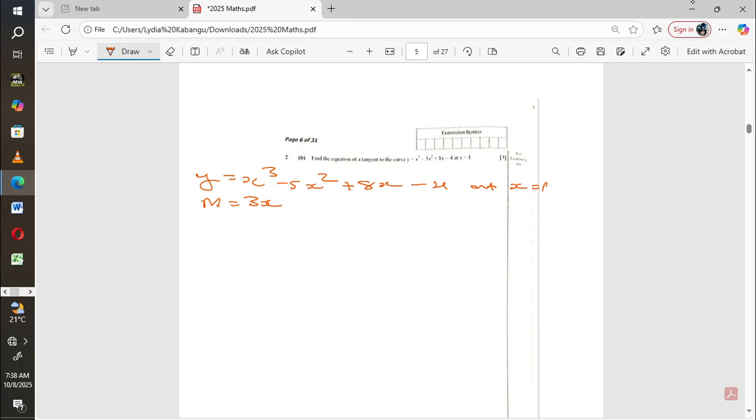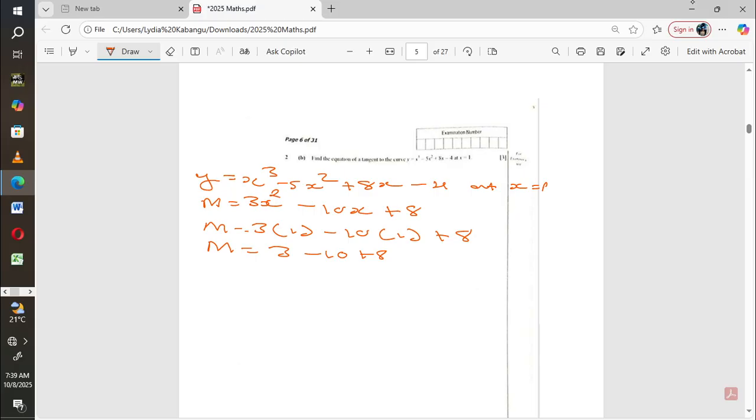Okay, so if you differentiate this, you're going to have 3x squared minus 10x plus 8. Okay, so this is the answer if you differentiate this function. Okay, so from there now, what do we do? It says that at x equals 1, so where there is x, we substitute with 1. So our gradient is equal to 3 open bracket 1 squared minus 10 times 1 plus 8. From there, our gradient equals 3 times 1, we're going to have 3 minus 10 plus 8.